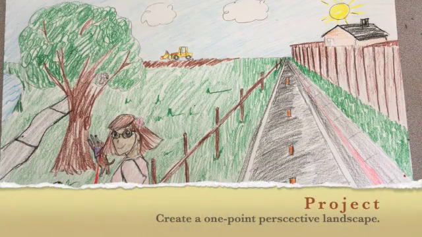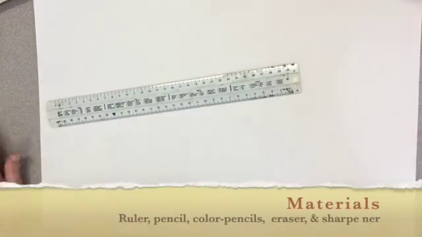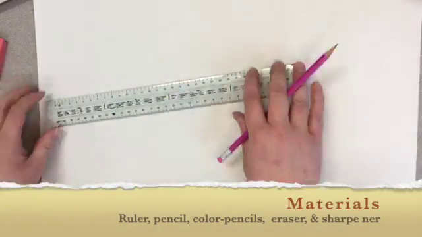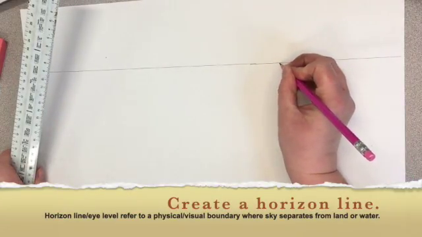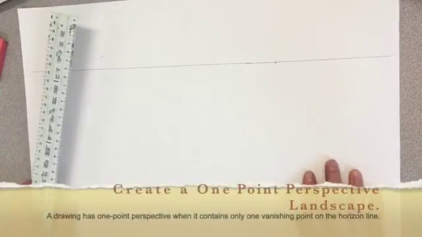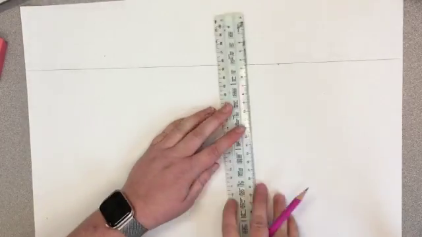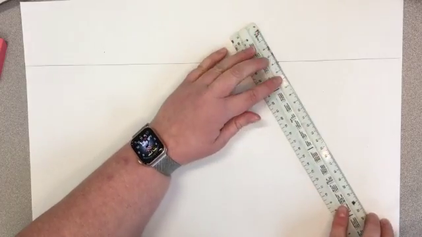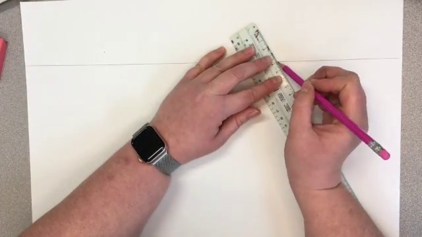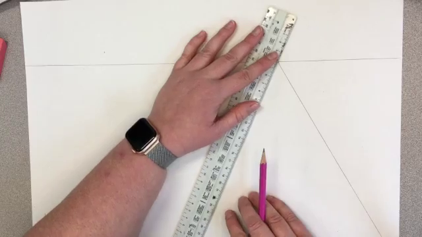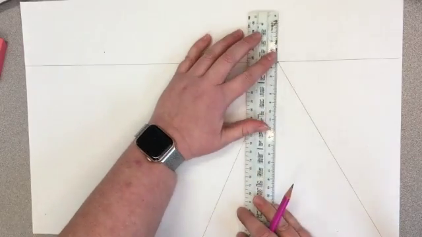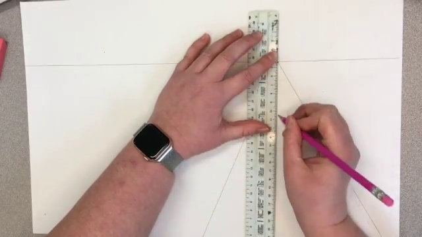Day 2 of our 1-point perspective landscape project. We're using the same supplies: pencil, ruler, and colored pencils. You should have already created your horizon line. Going on our rubric, remember you should have a 1-point perspective road. I've slowed it down so you can see it a little bit slower. It's basically just creating a triangle.